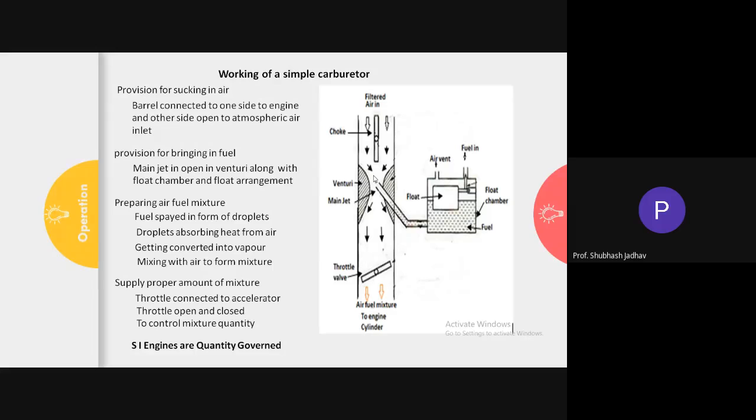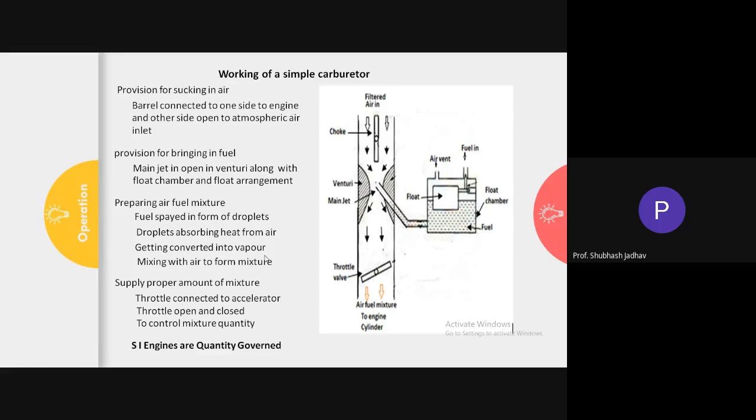Okay. So according to her, the droplets are going to absorb the heat from the air. When that heat reaches the fuel, the liquid fuel is converted into vapor, and the vapor of the fuel mixes with the air to form the air fuel mixture. That is how the mixture is being prepared here. In the venturi, why have we provided the venturi? To prepare the air fuel mixture. Its function was to suck in the fuel and to prepare the air fuel mixture.